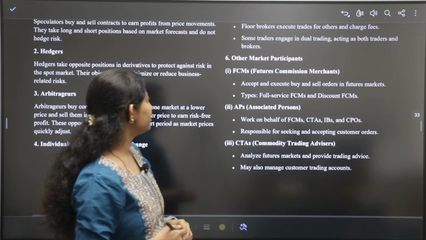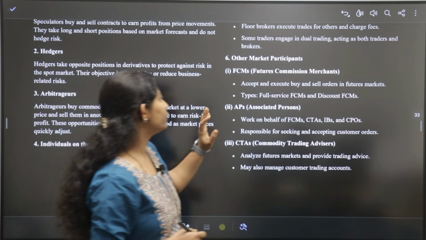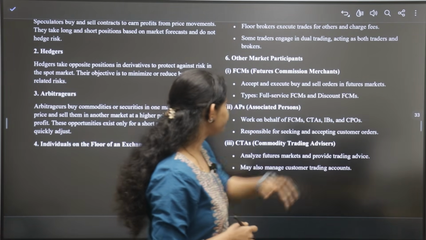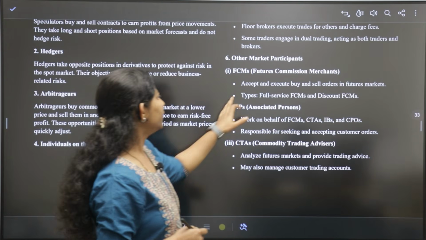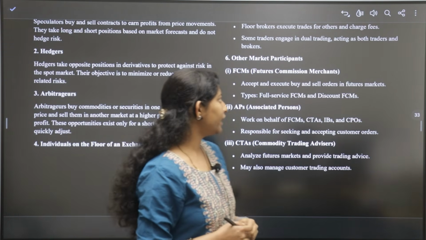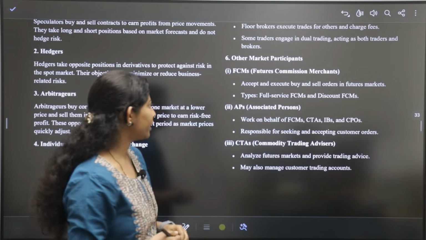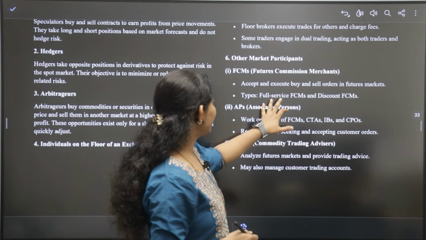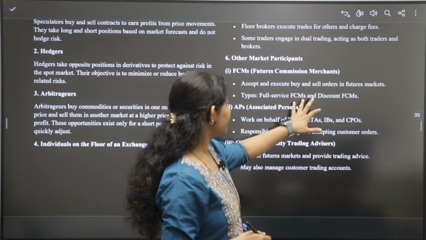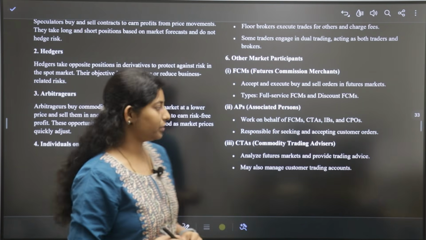Next, other participants we have are FCMs, Futures Commission Merchants. Okay, they accept and execute buy and sell orders in the futures market. There are types like full-service FCMs and discount FCMs.